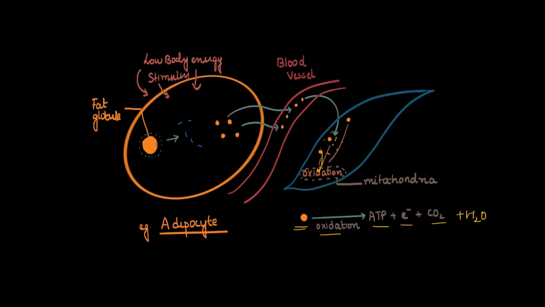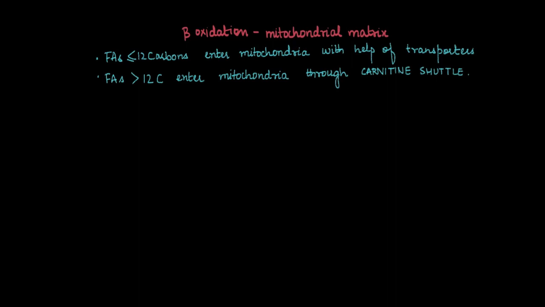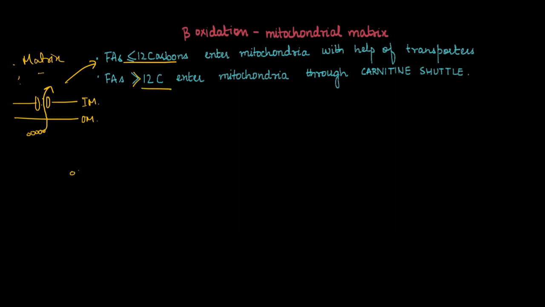Now let's see how this transport of fatty acids inside the mitochondria occurs. If the fatty acid is short in length, then the fatty acid can be easily transported via a transporter inside the matrix. This is the outer mitochondrial membrane, this is the inner mitochondrial membrane. But this only happens for fatty acids which have 12 or less than 12 carbons. But if the fatty acid has more than 12 carbons, then the fatty acid needs to be attached to a carnitine molecule and then it will be transported into the matrix.